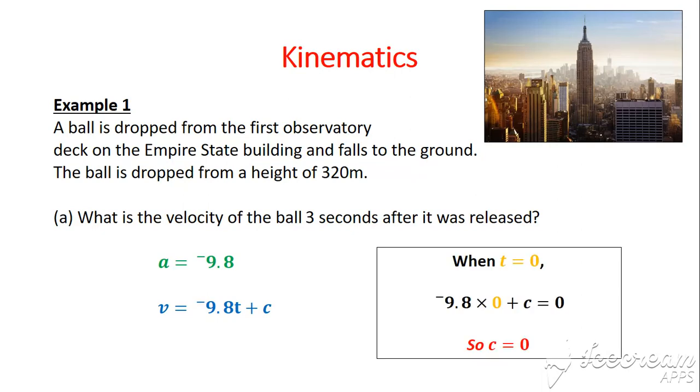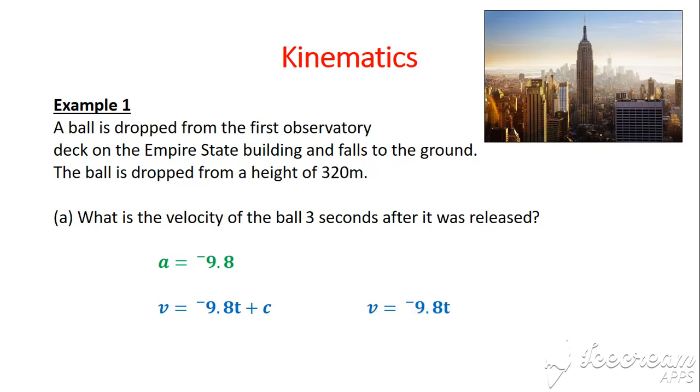Now, we know when we're holding the ball at the top of the observatory, it's got a zero velocity at the start of 0 seconds. So when t is 0, we're going to substitute 0 in for t, and we're going to put it equal to a velocity of 0, so we get negative 9.8 times 0 plus c is 0, which means c must be 0 as well. So we've just established that c is 0, so our velocity function is negative 9.8t.